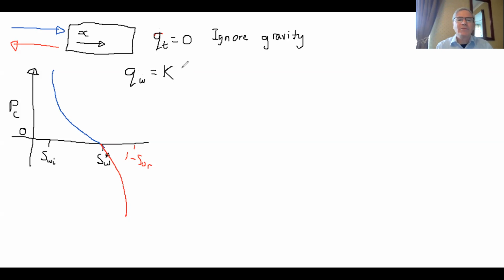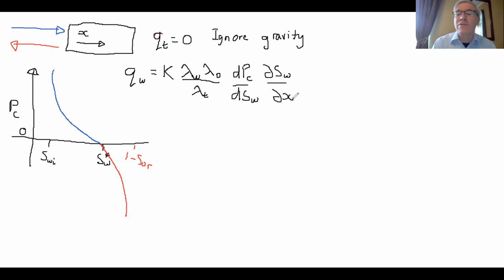This is the permeability, and these are the mobilities. That's the mobility of oil, the water, oil, and this is the total mobility. And mobility is simply the relative permeability divided by viscosity. And then we have a capillary pressure term that I'm going to write like this. It's dpc by dsw, dsw by dx. So it in fact is a gradient of capillary pressure. It's the gradient of capillary pressure that drives flow.